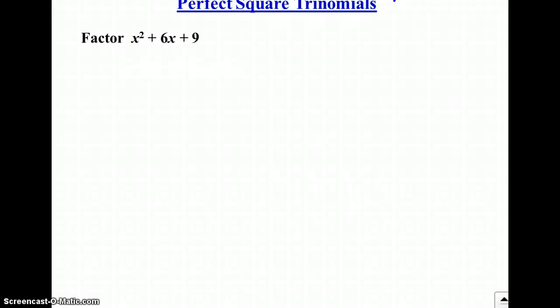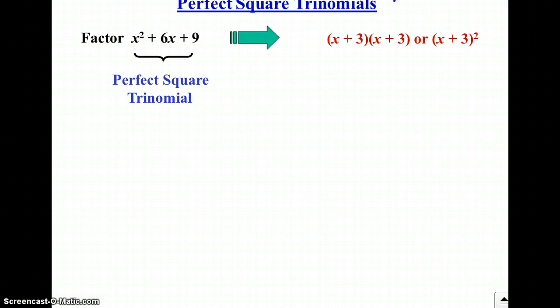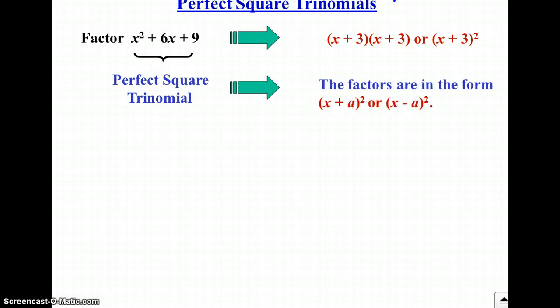That other method would be called completing the square. In order to complete the square, we have to remember what a perfect square trinomial is. So, if you're asked to factor x squared plus 6x plus 9, we know the factors are (x plus 3) times (x plus 3), or (x plus 3) all squared. So x squared plus 6x plus 9 is a perfect square trinomial. It factors as a binomial squared.